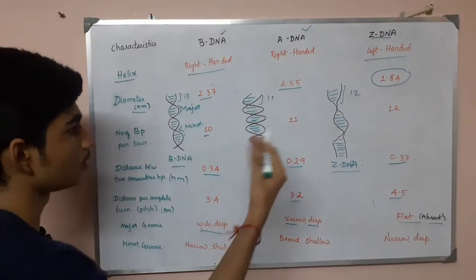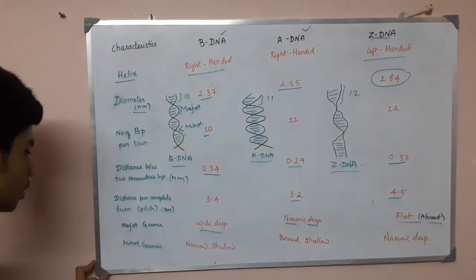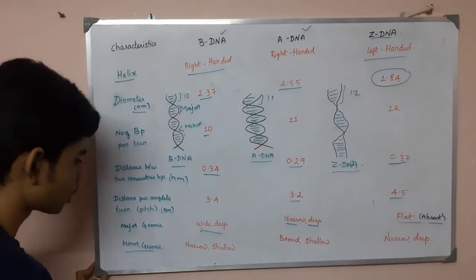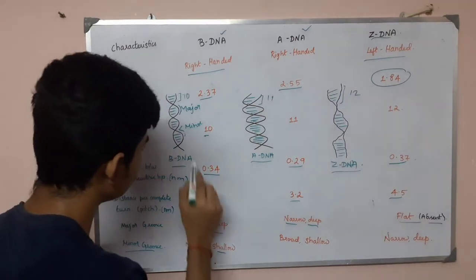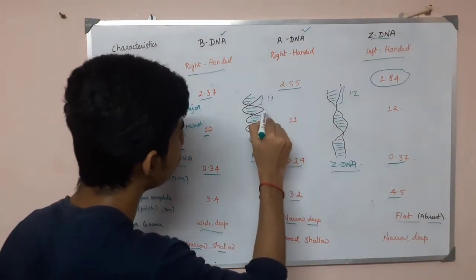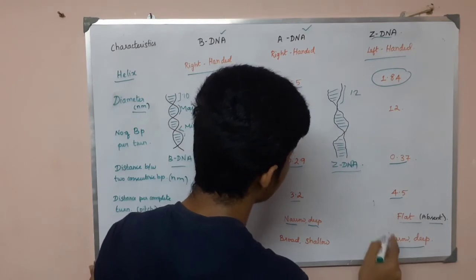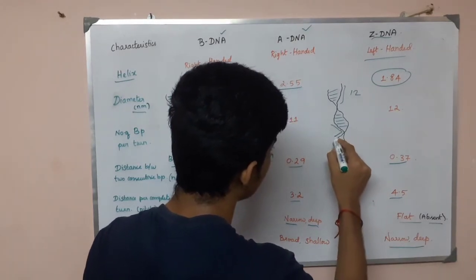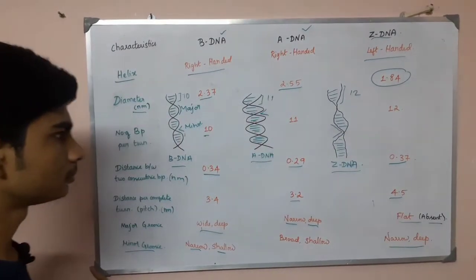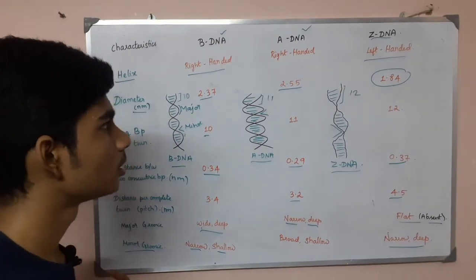So it cannot be differentiated into a major group. And the next one will be the minor group. It will be narrow and shallow for A-DNA, and for B-DNA it should be broad. The minor group will be broad and shallow, and for Z-DNA the minor group is also narrow and deep. So these are the important features of the types of DNA.